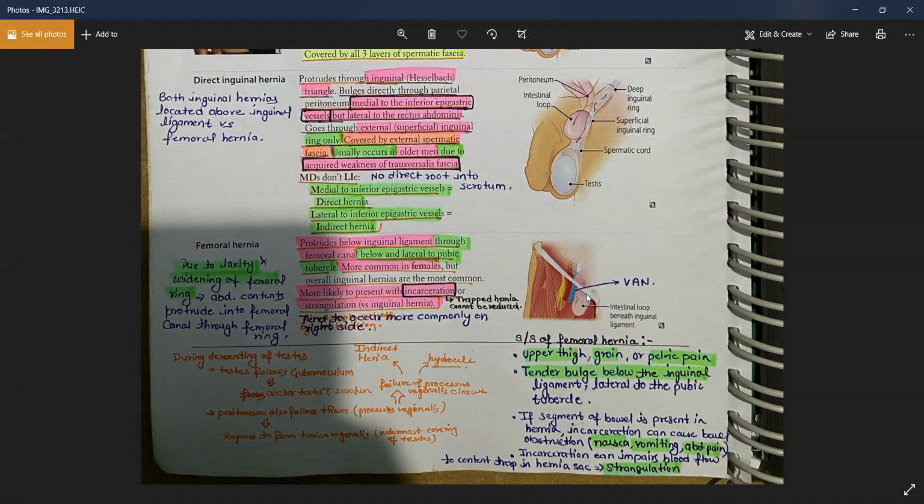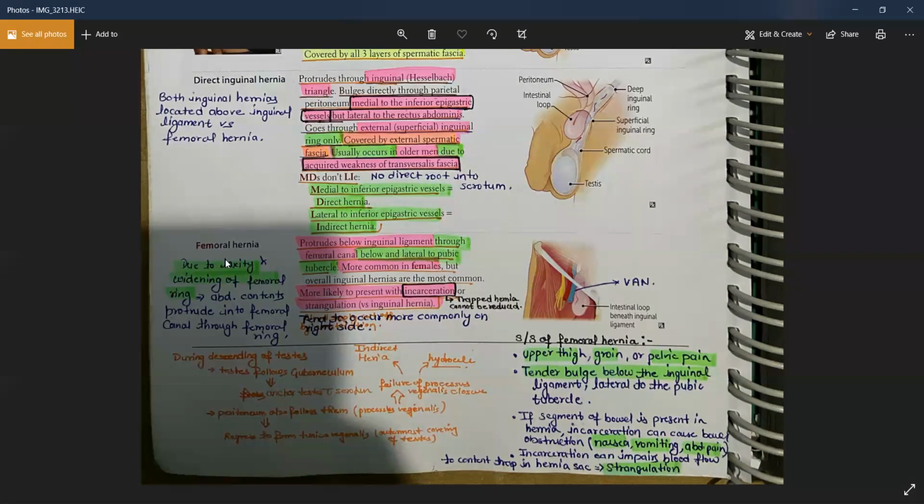This part, as you can see, is obstructed. Whenever food passes through this part, it will be obstructed. That can cause abdominal pain, and nausea and vomiting can happen, right? Blood flow will be impaired, and that can lead to strangulation, of course, ischemia and necrosis. So this is about the femoral hernia. Just know the location. Females more common.